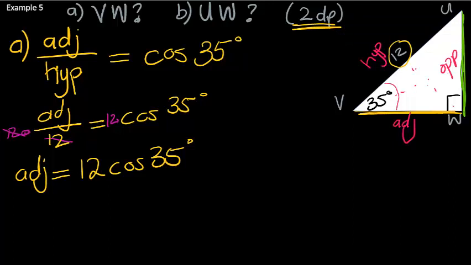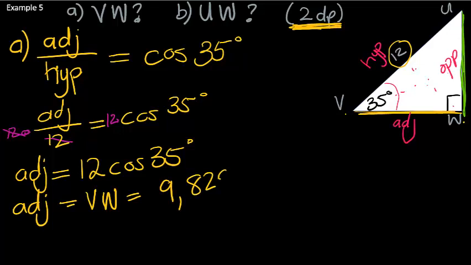But our answer is required to be in 2 decimal places. So if I say adjacent, which is actually VW, is equal to 9,829824531, I need to correct this to 2 decimal places. 2 decimal places would be 1, 2, 2 to the right of the comma.